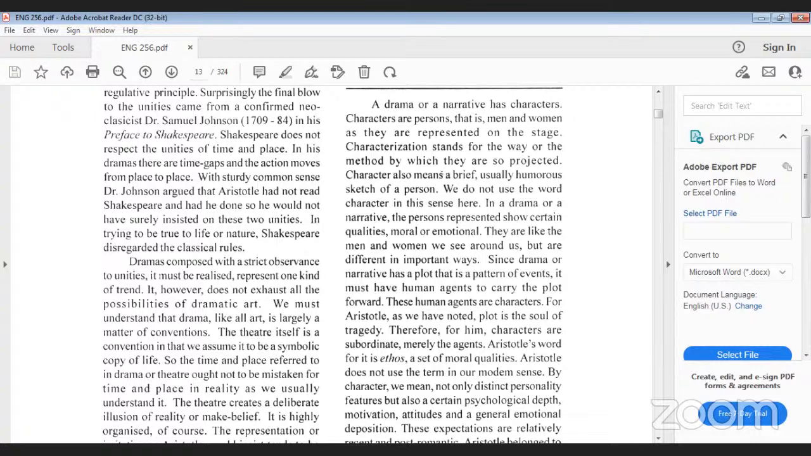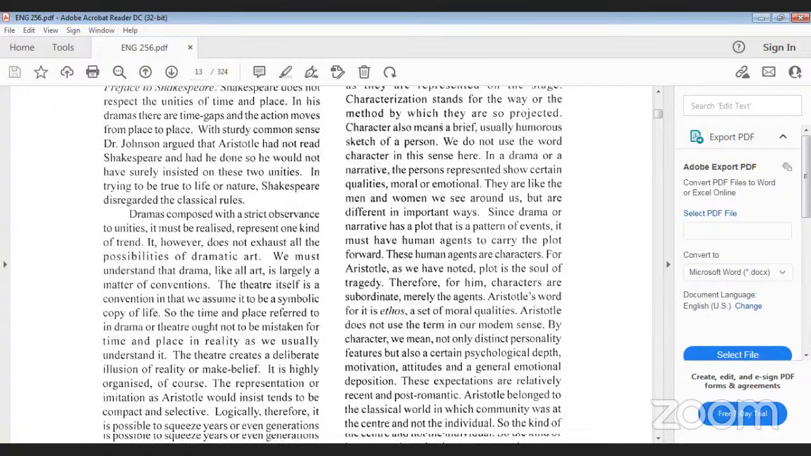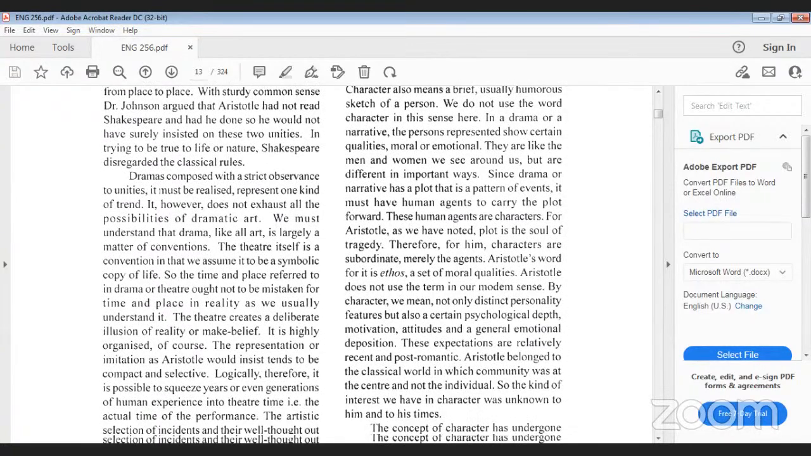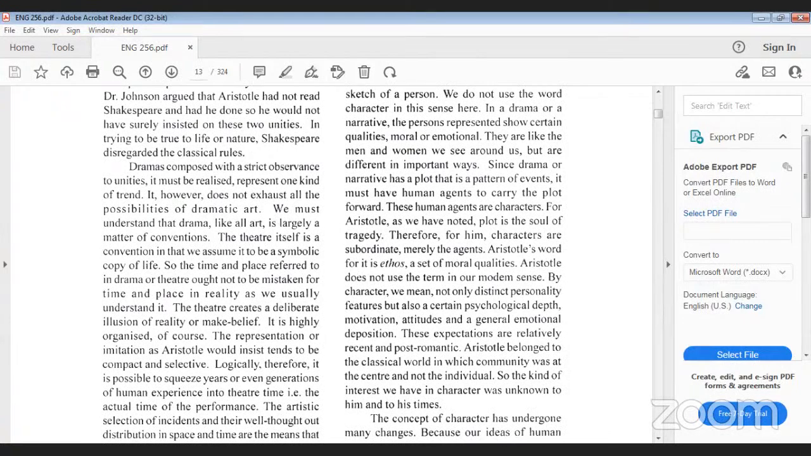But they are different in important ways. Since a drama or a narrative has a plot, that is a pattern of events, it must have human agents to carry the plot forward. These human agents are characters. For Aristotle, as we have noted, plot is the soul of tragedy. Therefore, to him, characters are subordinate, merely the agents. Aristotle's word for it is ethos, a set of moral qualities.